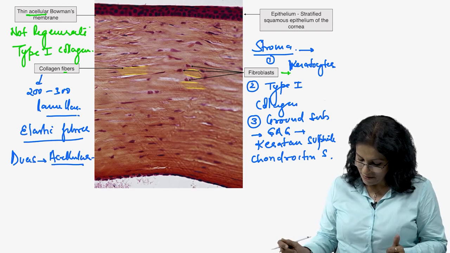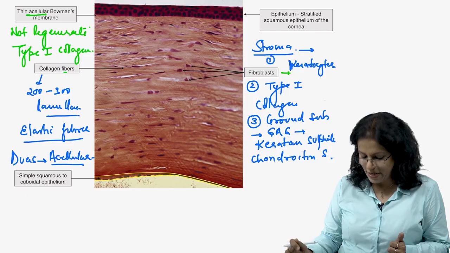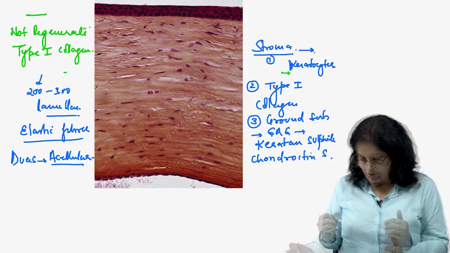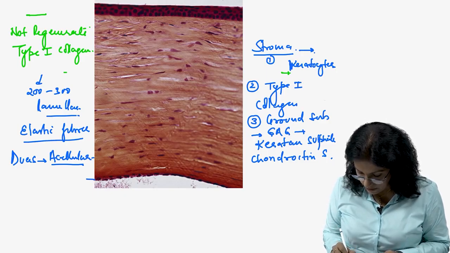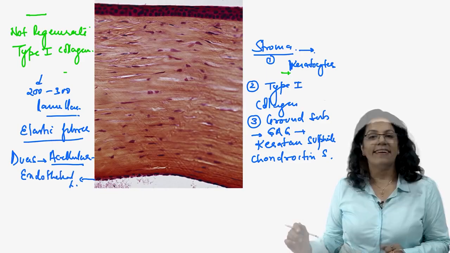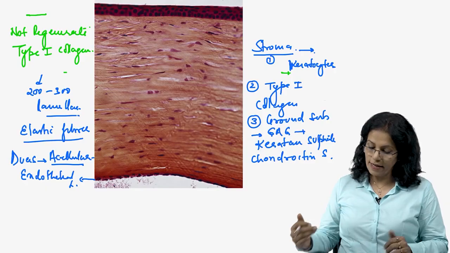Okay. And what is next? After that, this is your Descemet's membrane, isn't it? And the last after the Dua's layer would be the endothelial layer. So, this becomes your endothelial layer, right? Okay. Few points about Descemet's membrane and endothelial layer.